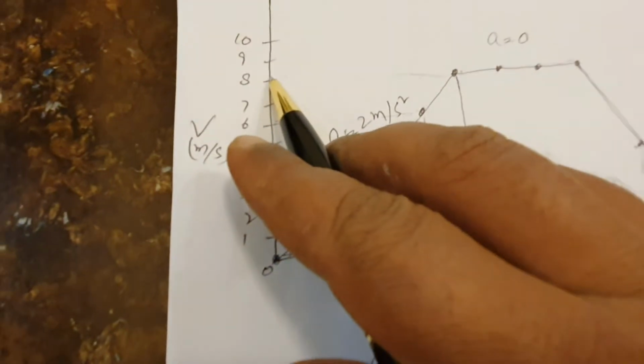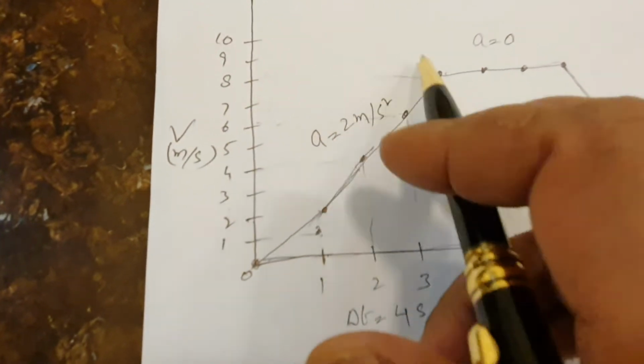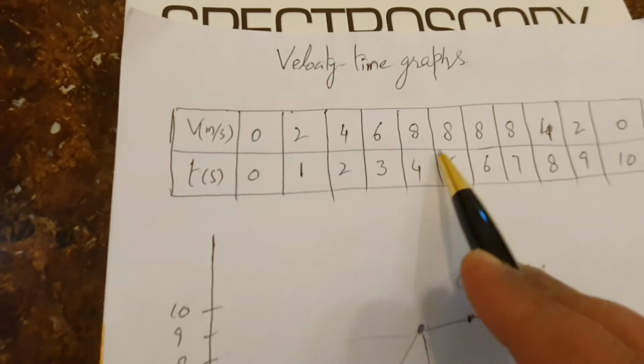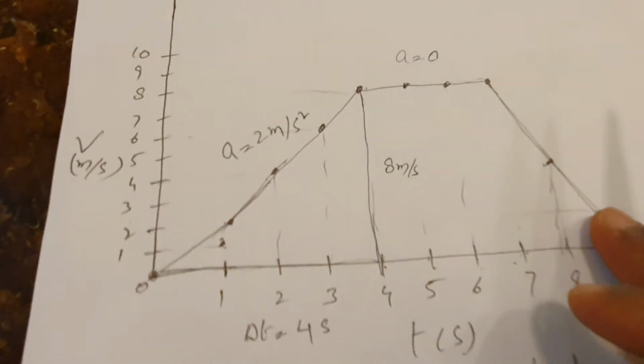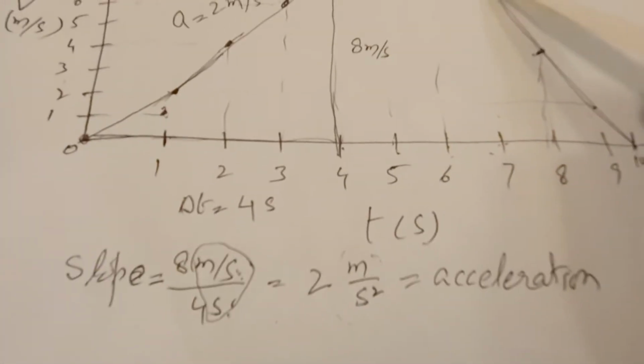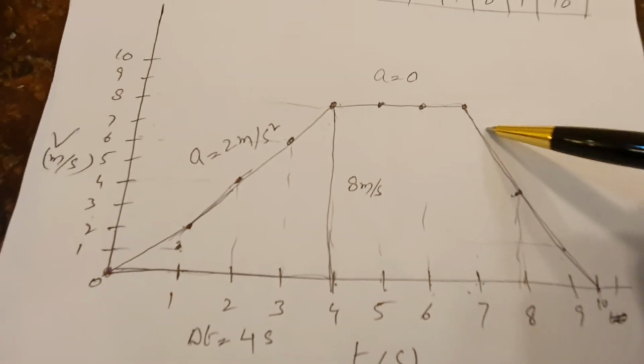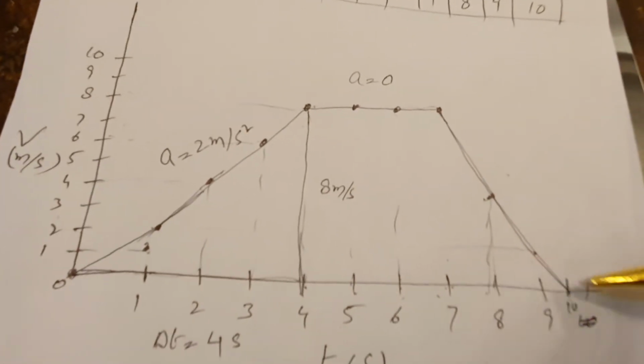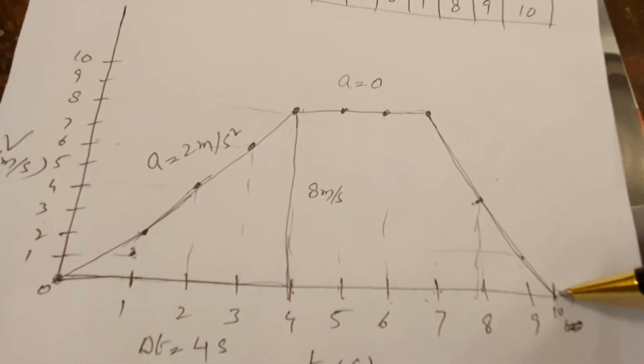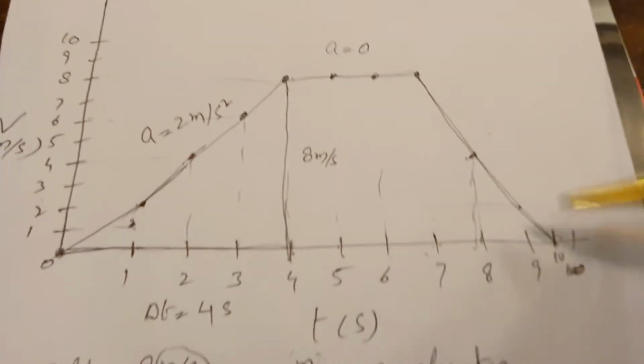What is that constant velocity? That constant velocity is 8 meters per second according to this data. And then at 7 seconds the velocity decreases very rapidly, and at 10 seconds the velocity becomes 0, so the object is at rest.